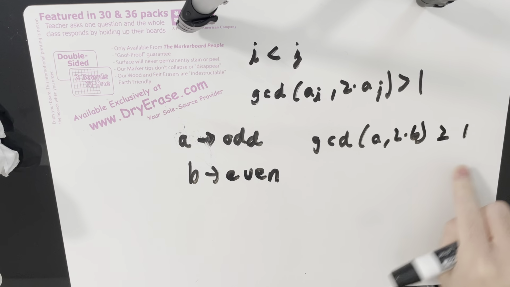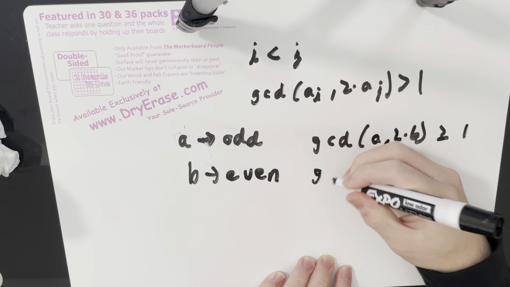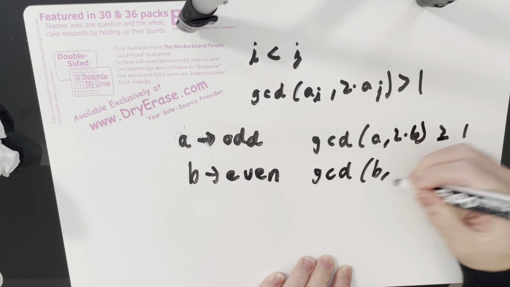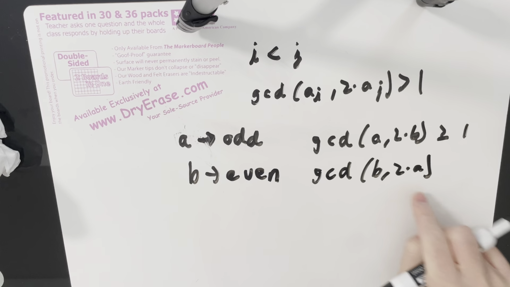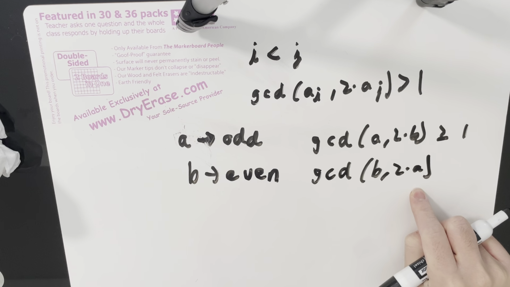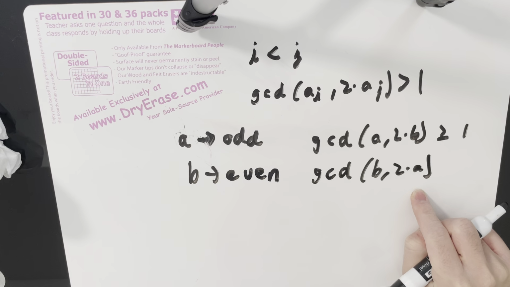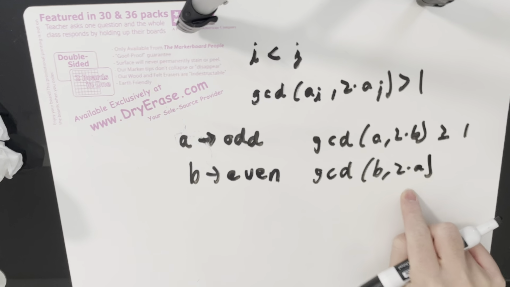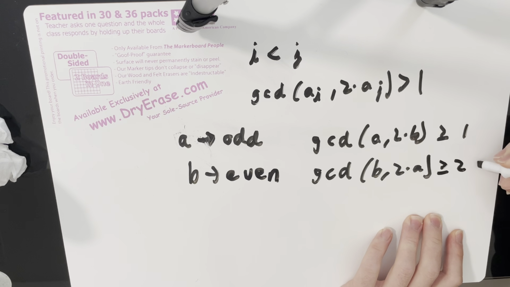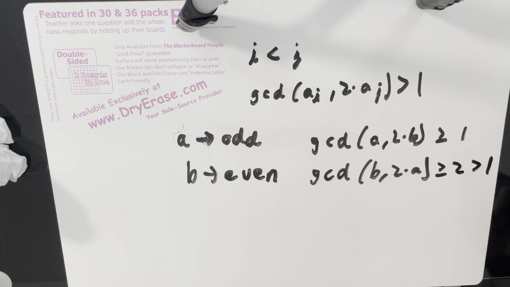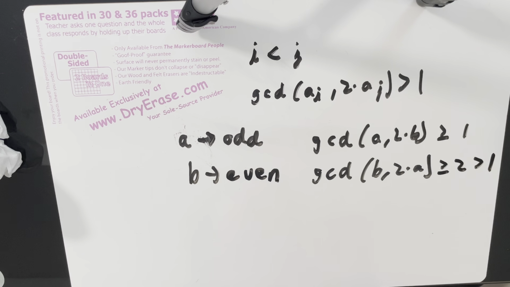However, if we were to rearrange it like this, where we have the GCD of B and then 2 times A, notice that B is even and A is also even because now we're multiplying it by 2. And because both of these numbers are even, we know that the GCD here has to be at least 2, which in turn is strictly greater than 1. So what this implies is that we want to put all even numbers before all odd numbers in order to maximize our answer. And that's the only thing that we have to worry about.